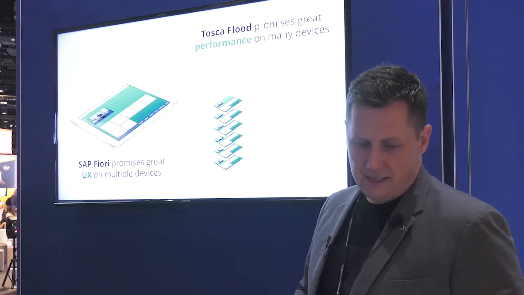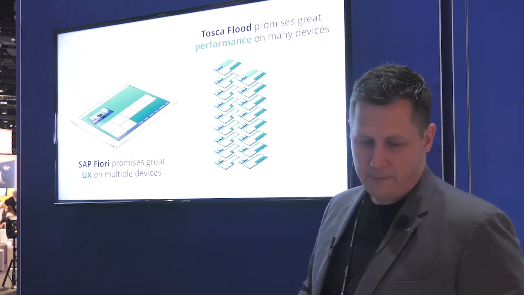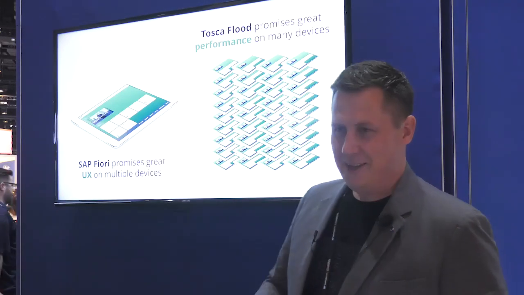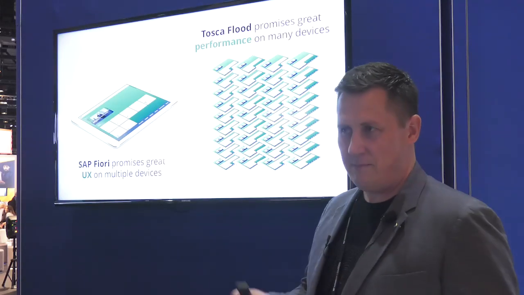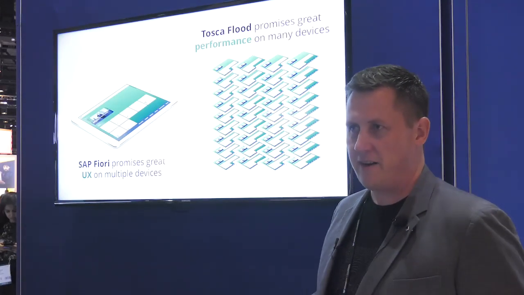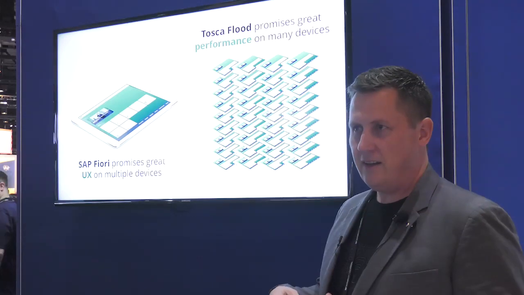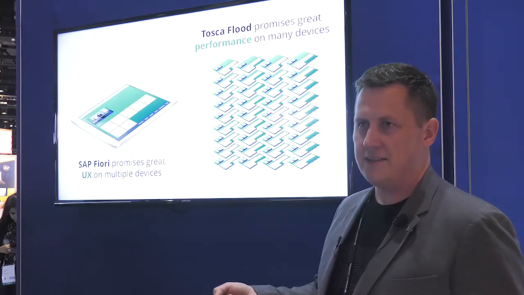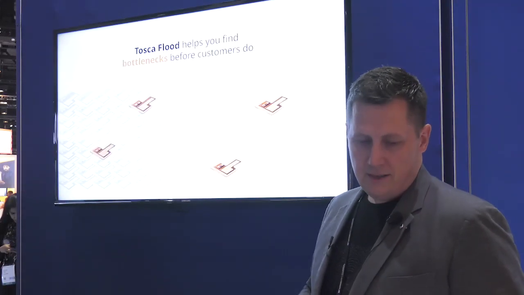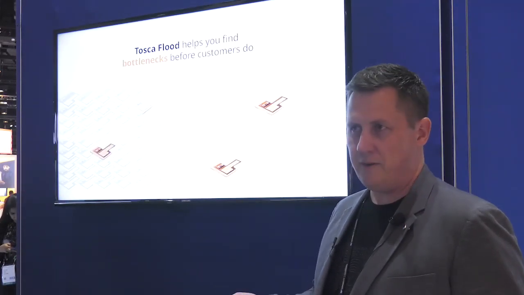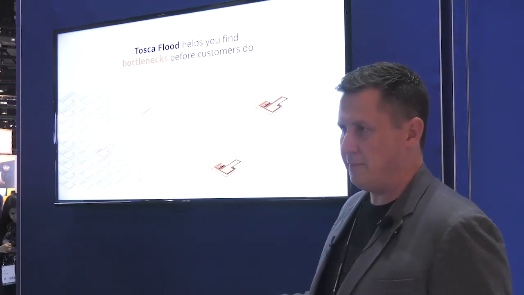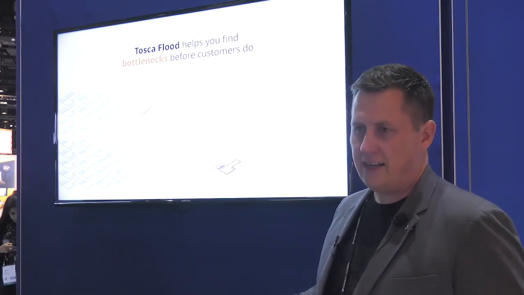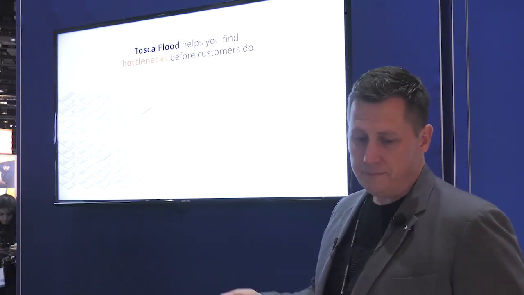Tosca Flood is really focusing on delivering great performance on many devices. We do that by distributing load across multiple cloud-based resources from multiple geographic regions around the world. So we're simulating the load of hundreds, if not thousands, of users. SAP Fiori is a really good example of that because it's browser-based, so it's something we can do from the cloud. Tosca Flood also helps you find bottlenecks before your customers do. This is a really important outcome because you want to do this in a controlled environment that you can repeat, and then isolate and hopefully eliminate from your production environment.